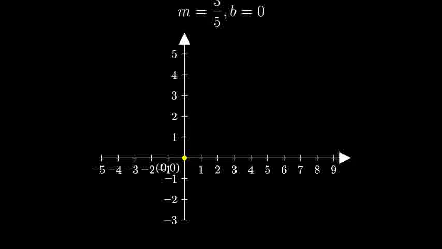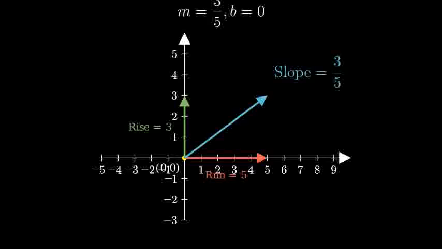Let's understand what 3/5 means as a slope. The numerator, 3, represents the rise, how many units we go up. The denominator, 5, represents the run, how many units we go right. So from any point, going right 5 and up 3 will give us another point on our line.